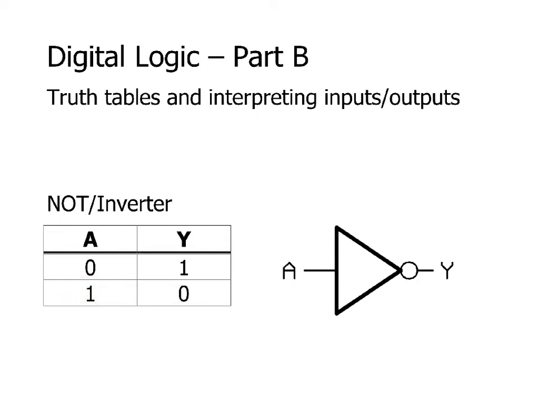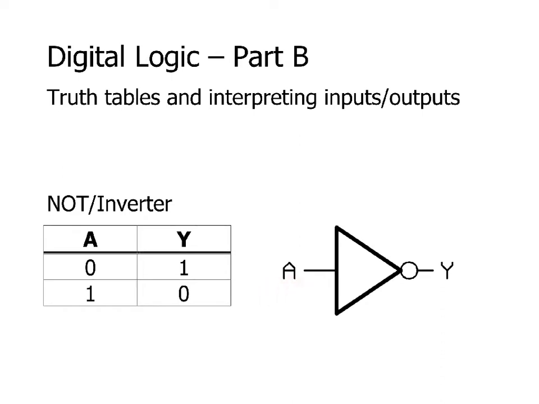So in the case of the NOT gate or the inverter, it has a very simple truth table. We have a column here for input A, a column here for output Y. And so if you've got an input of 0, you get an output of 1. If you have an input of 1, you get an output of 0. So this truth table shows you exactly what's happening with this logic gate.